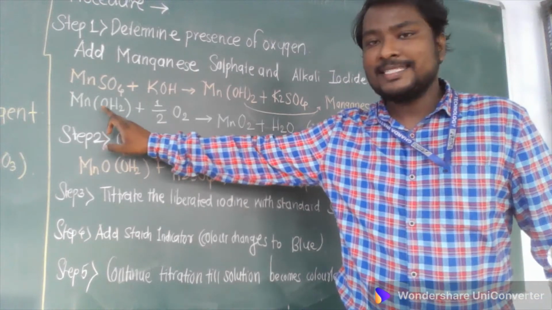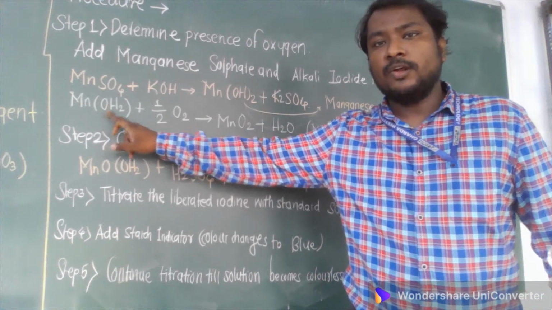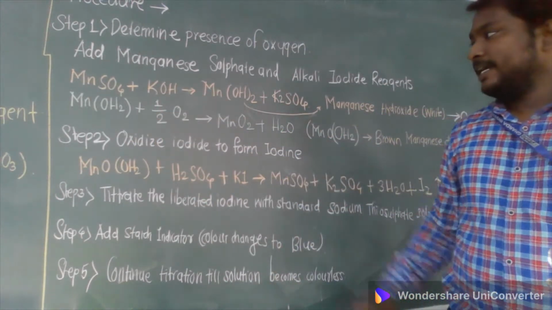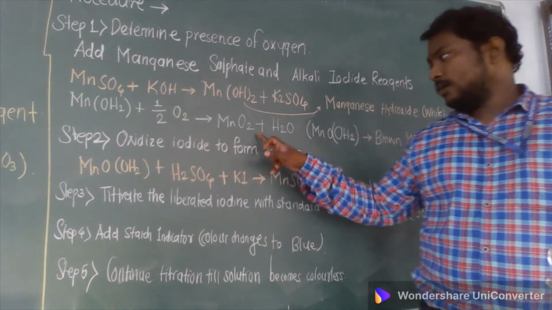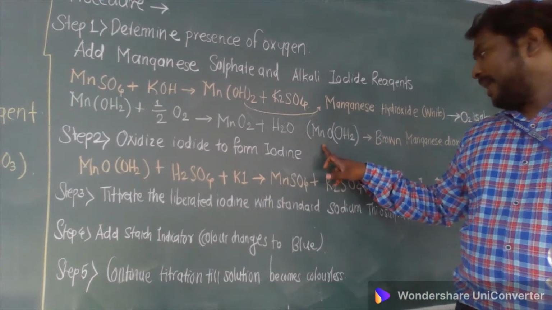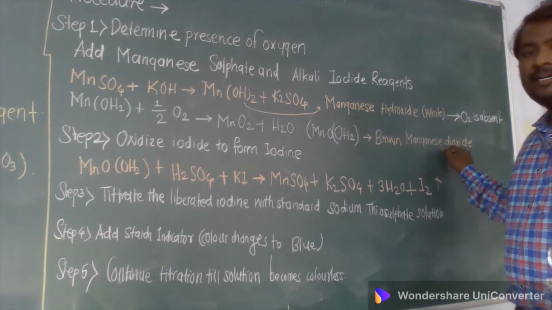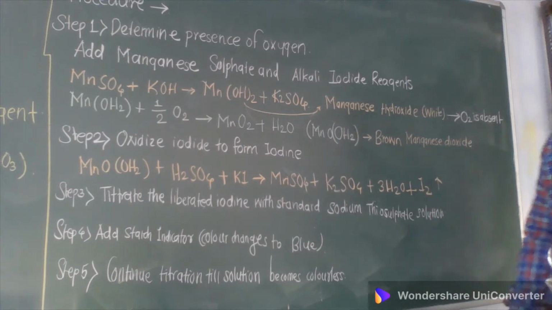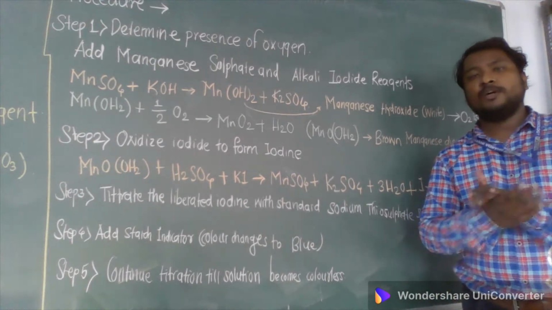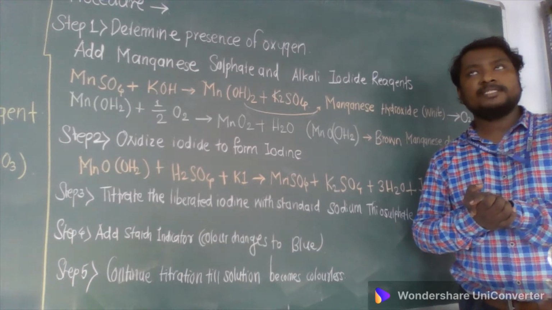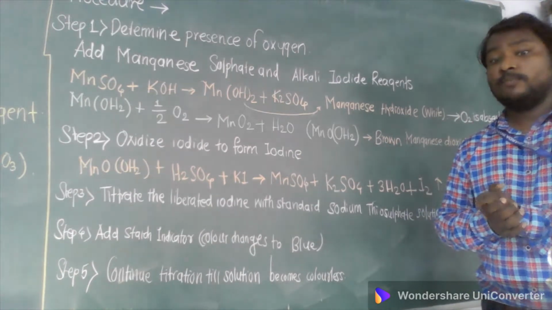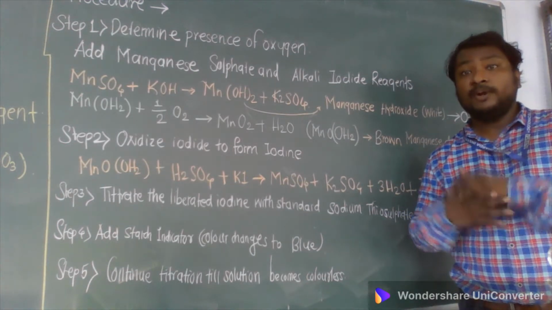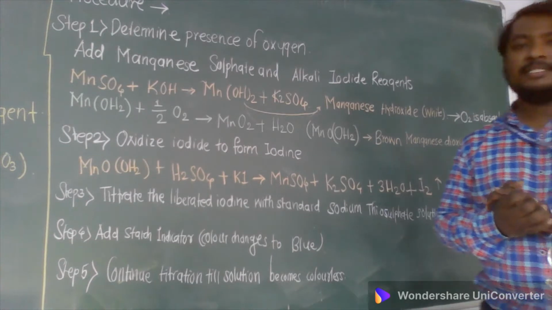Here I have written the second reaction. It occurs when dissolved oxygen is present: manganese hydroxide reacts with the oxygen which is present, and manganese oxide MnO2 plus H2O, that is brown manganese dioxide, is formed. It forms when oxygen is present in your sample of water. And when oxygen is present in your sample of water, brown color is developed. When brown color is developed, it is an indication that you have to perform the titration. Dissolved oxygen is 100% present in the sample.